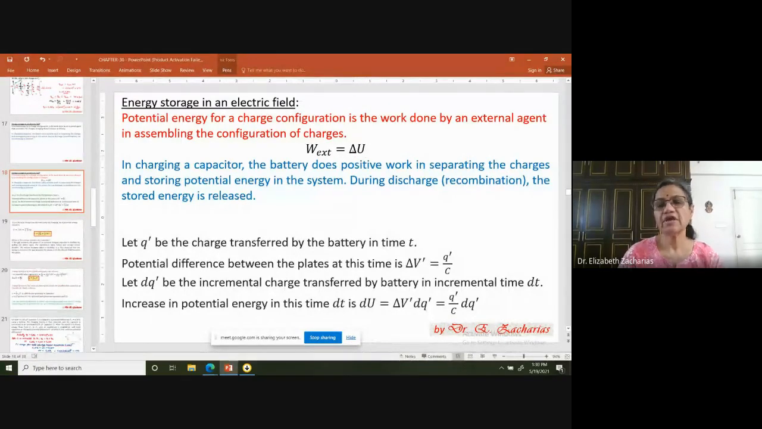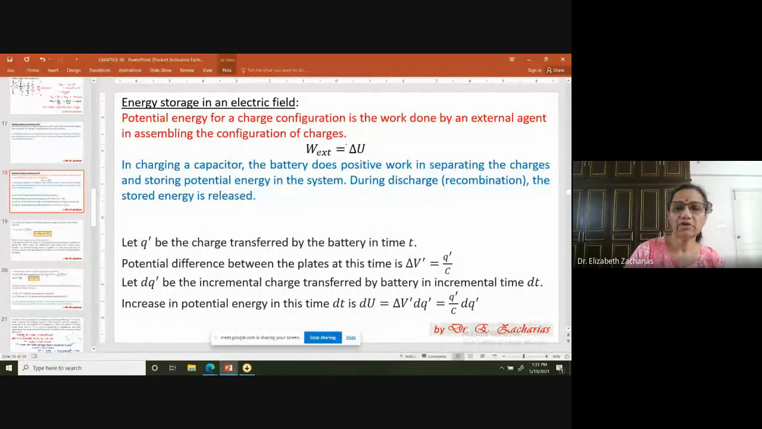Or in other words, if an external agent can do work and then separate positive and negative charges and put them in a certain configuration, then the potential energy of the system is increasing. And you know that potential energy is stored energy. And then when these charges which are there on the opposite plates are able to come together again, then the energy is released. And this process is called discharge.